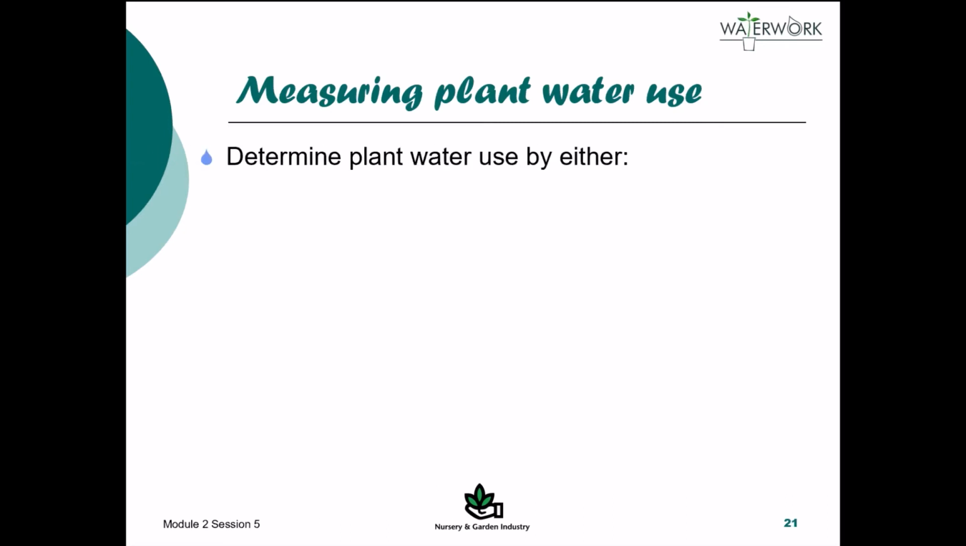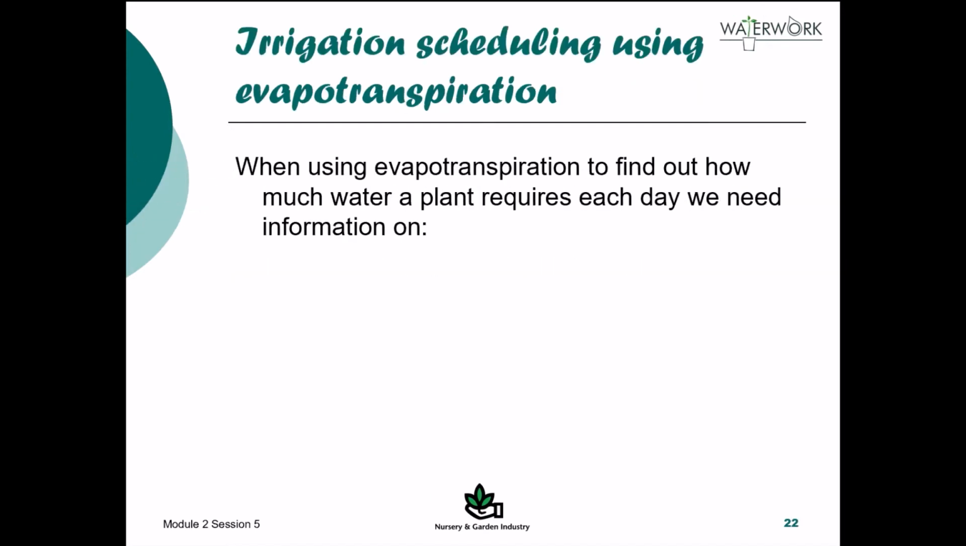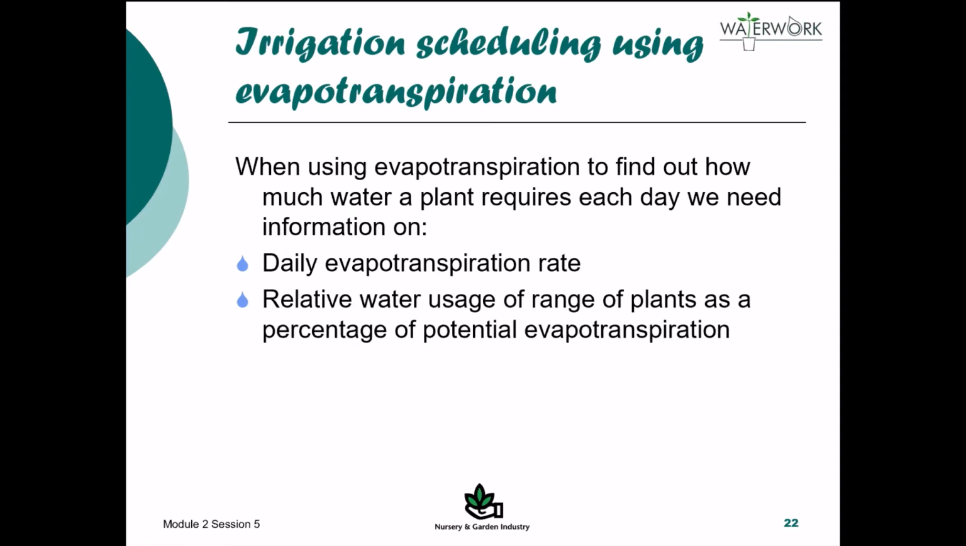This information can be determined either by comparing plant water use to evapotranspiration, or it can be found by direct measurement of the potted plant. To find out how much water a plant requires each day, we need information on the daily evapotranspiration rate and the relative water usage of a range of plants as a percentage of potential evapotranspiration.